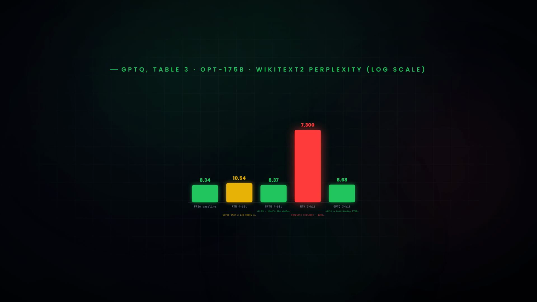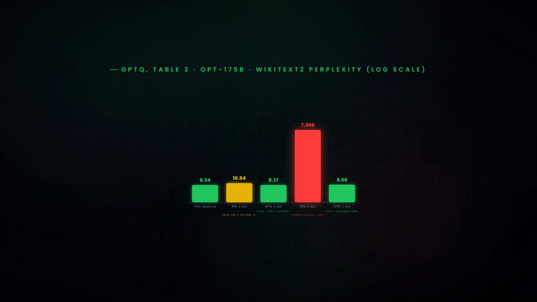You cut the model's memory by 75% and paid 0.03 of perplexity. And at 3 bits it gets comical. Round to nearest collapses to a perplexity of 7,300. The model is emitting noise. GPTQ, same 3 bits, 8.68. Still a functioning 175B model. Oh, and a fun trend from the same tables. Bigger models are generally easier to quantize, not harder. The scaling gods were merciful exactly once, and it was here.